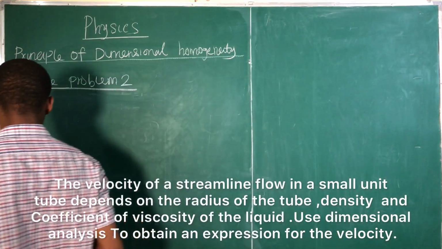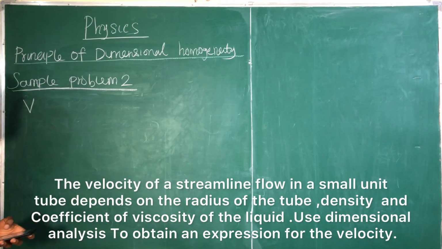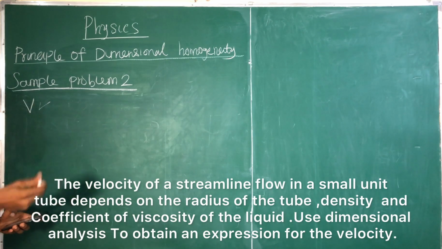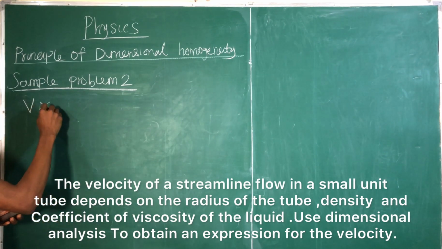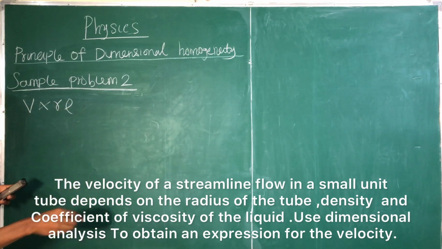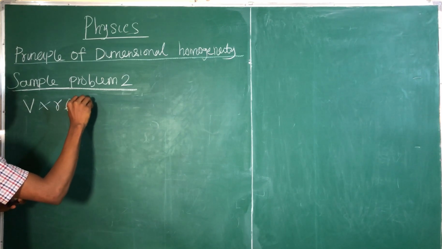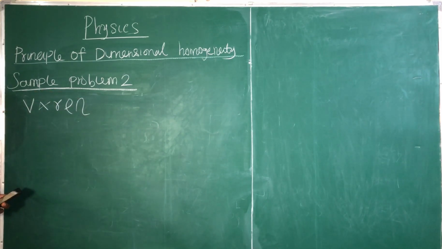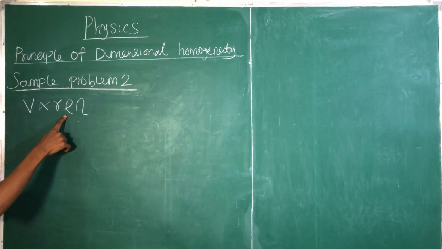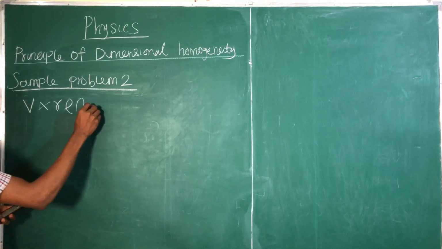Let's go to this question. The velocity of a streamline flow depends on three parameters. Number one, the radius of the tube, then density, and the last but not the least, the coefficient of viscosity. So this is the radius of the tube, density, and coefficient of viscosity of the liquid. Let's call this equation 1.